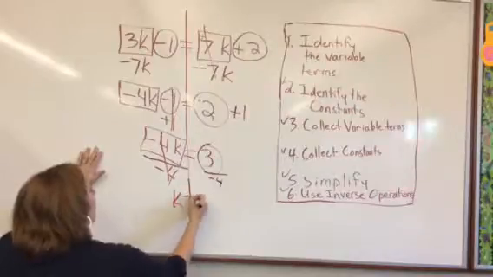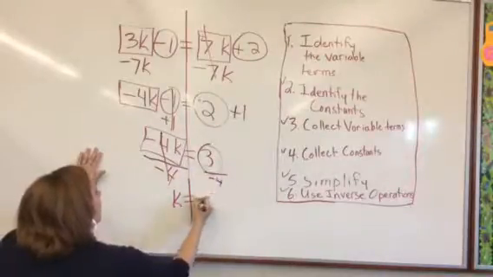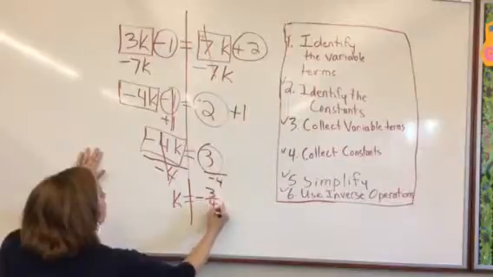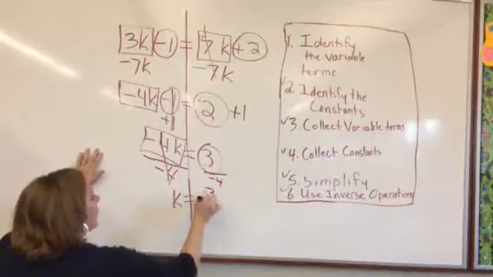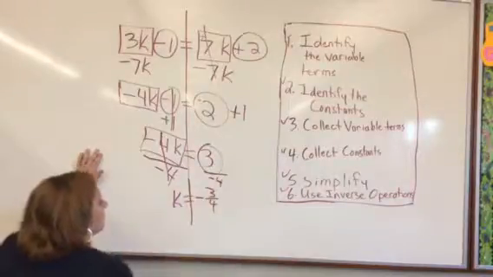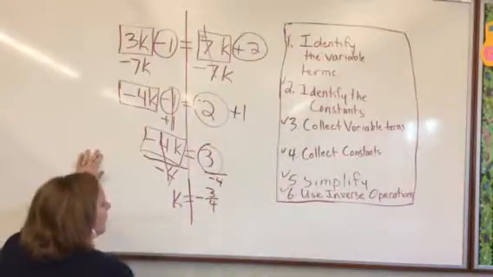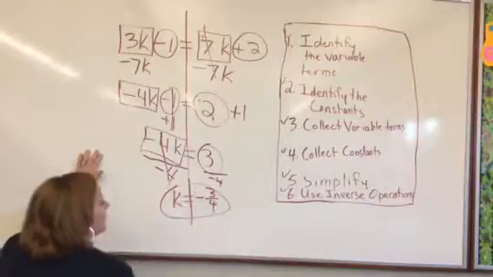I'm left with k equals -3/4 because +3 divided by -4 is going to give me -3/4. It's going to give me a negative number. k equals -3/4, and that is your solution.